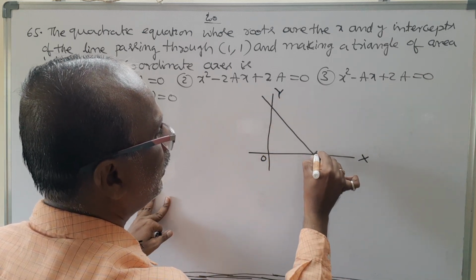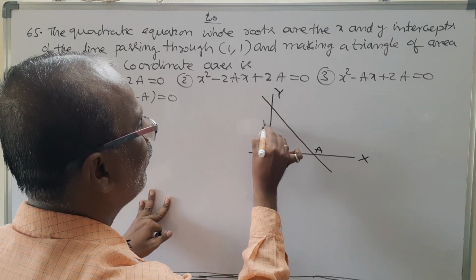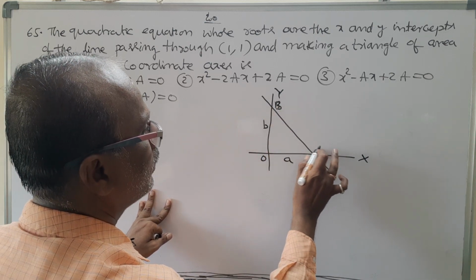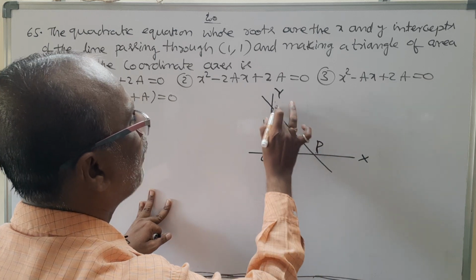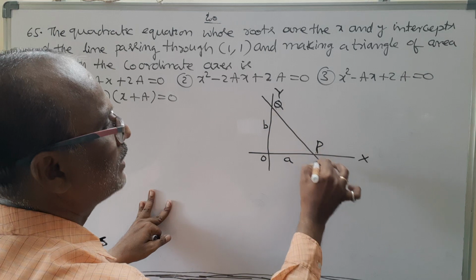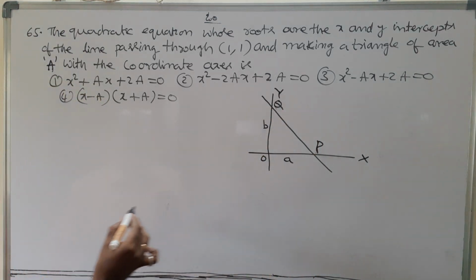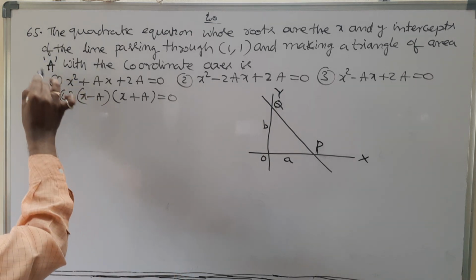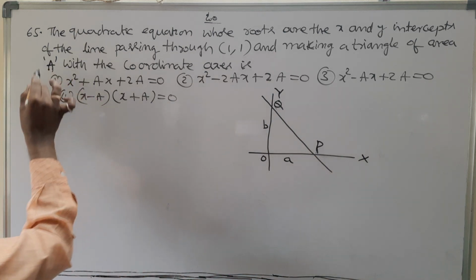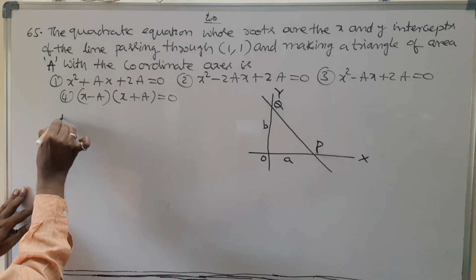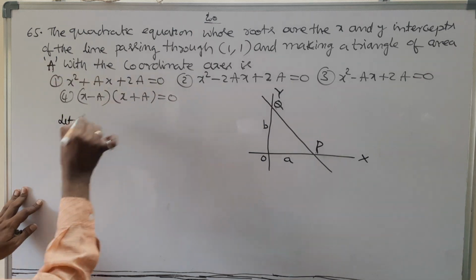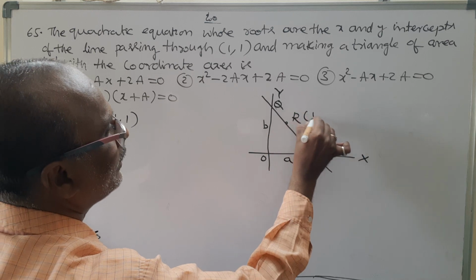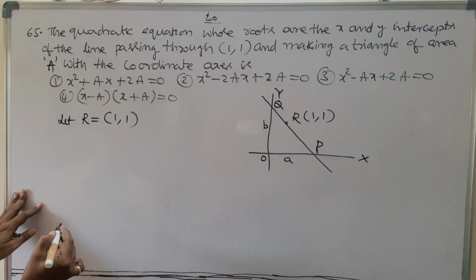Here, generally, x-intercept is small a, y-intercept is small b. This is P and Q. The line cuts the x-axis at P, y-axis at Q. The area of triangle OPQ is given as capital A. Let the line pass through the point R equal to 1 comma 1.